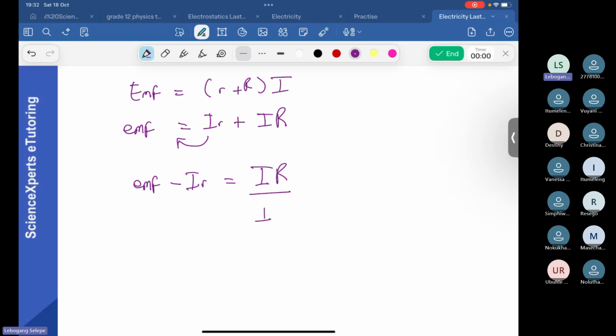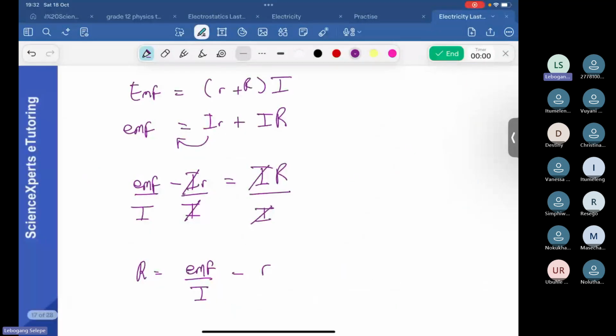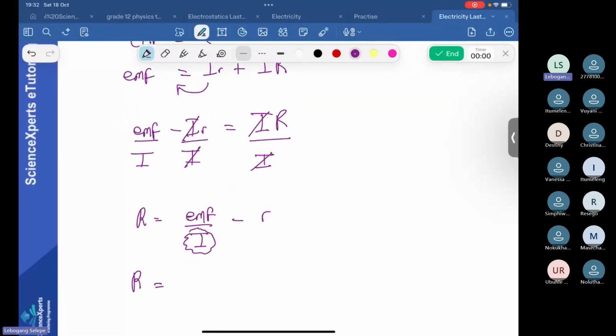Divide everything by I. Then this would cancel that. Therefore R is equal to EMF over I minus r. But on the x-axis, they plotted 1 over I. So that I see it clearly, I can write this as 1 over I. Then I would have R equals EMF multiplied by 1 over I minus r.